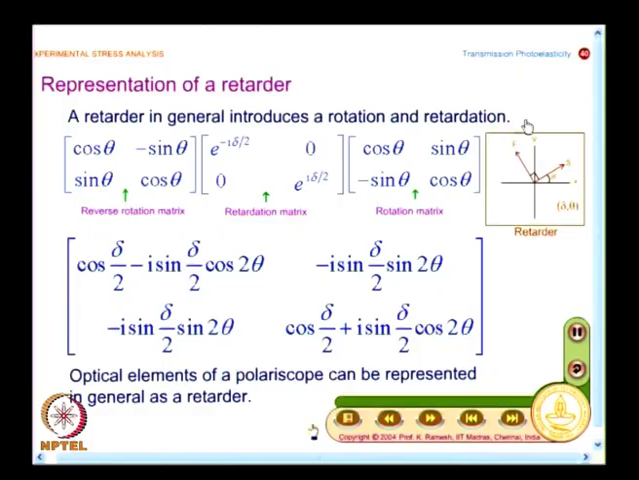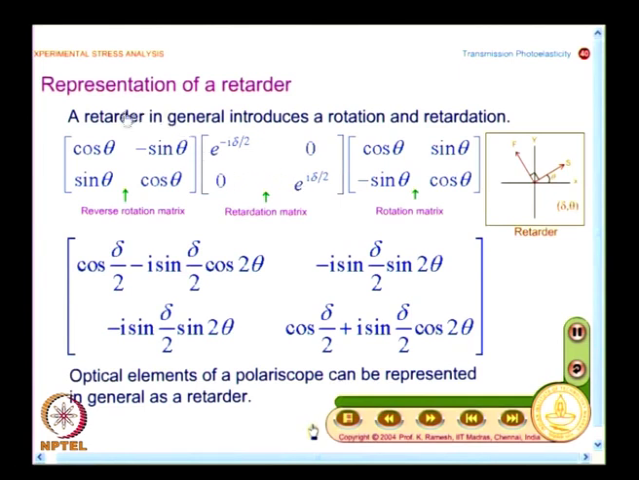And what we have seen in a retarder is, a retarder introduces a rotation, and within the retarder you are adding or subtracting retardation only along the fast and slow axis, that is only along the principal stress direction, remember this.